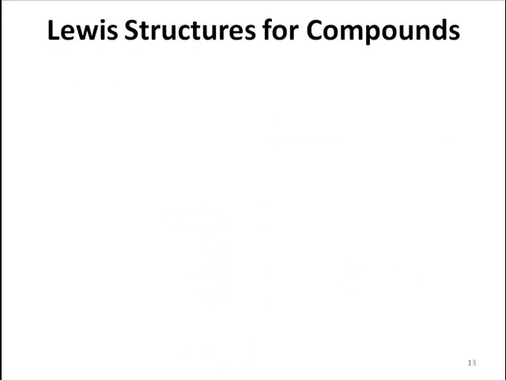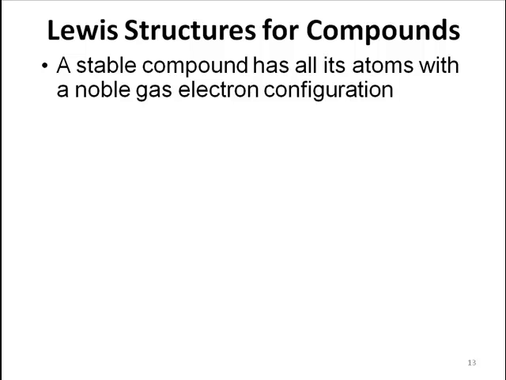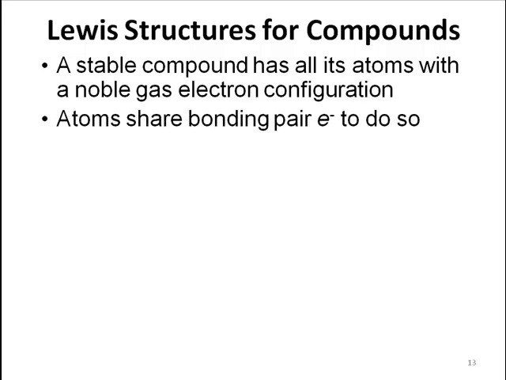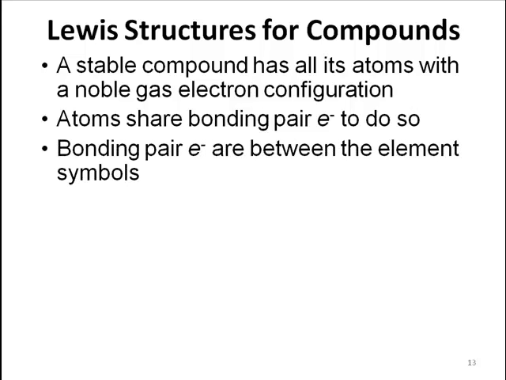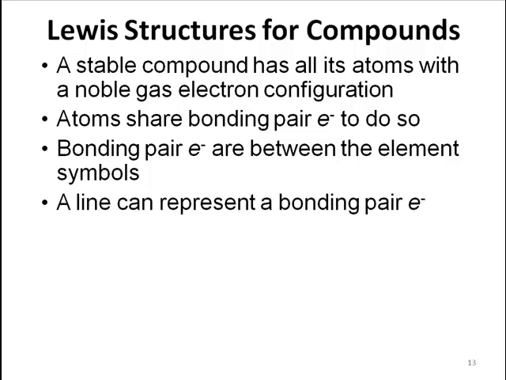Now those are Lewis dot structures for ions. Now for compounds. A stable compound has all its atoms in a noble gas electron configuration. Atoms share bonding pairs of electrons to do so. So they share pairs of electrons in order to achieve this stable noble gas electron configuration. The bonding pair electrons are between the element symbols. So they're always shown as dots between the atomic symbols.